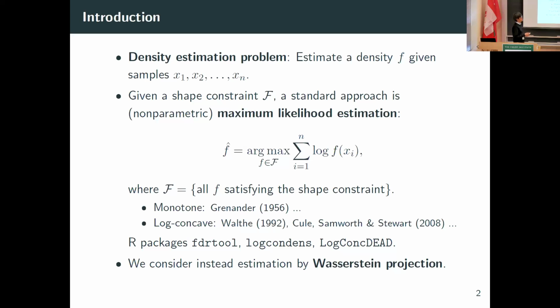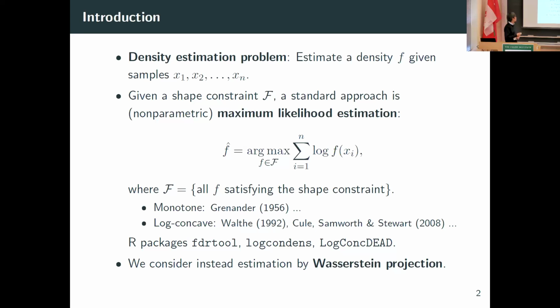Given a shape constraint F, a standard approach in statistics is to use non-parametric maximum likelihood estimation. What does that mean? Suppose I have data, and suppose that I have a set F of densities that satisfies the shape constraint. Let's say we have monotone densities or log-concave densities. Then you simply form the log likelihood, the joint likelihood of the data. And now you think of F itself as the parameter, so theta is F. When you maximize that, and if you do have a maximizer, then that is what you call the MLE.